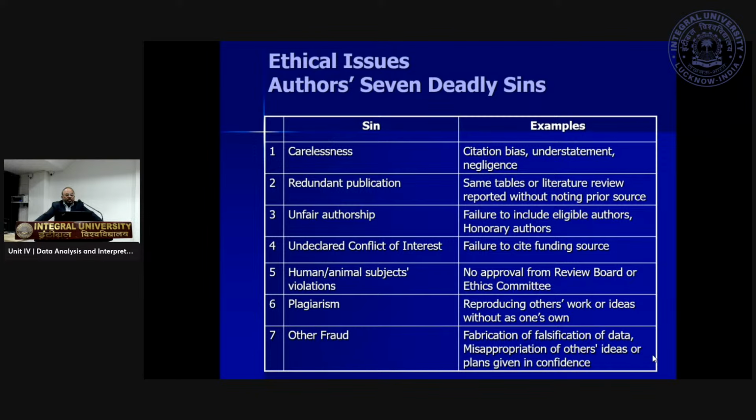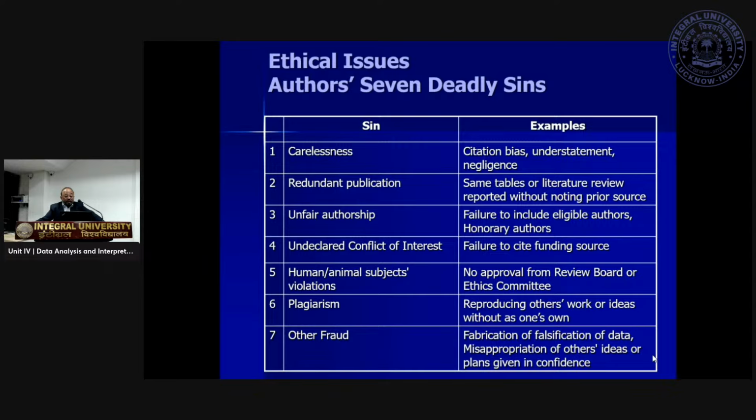Ethical issues include carelessness. This is the sin, and examples are citation bias, understatement, and negligence. Redundant publication means some tables or literature review reported without noting the prior source. You must have seen that when you make a diagram or a table, you write the source below the table. That is important. Why? Because if you are using somebody else's table or it comes from any other website, you have to mention the name of that website and the author who has written or made this.